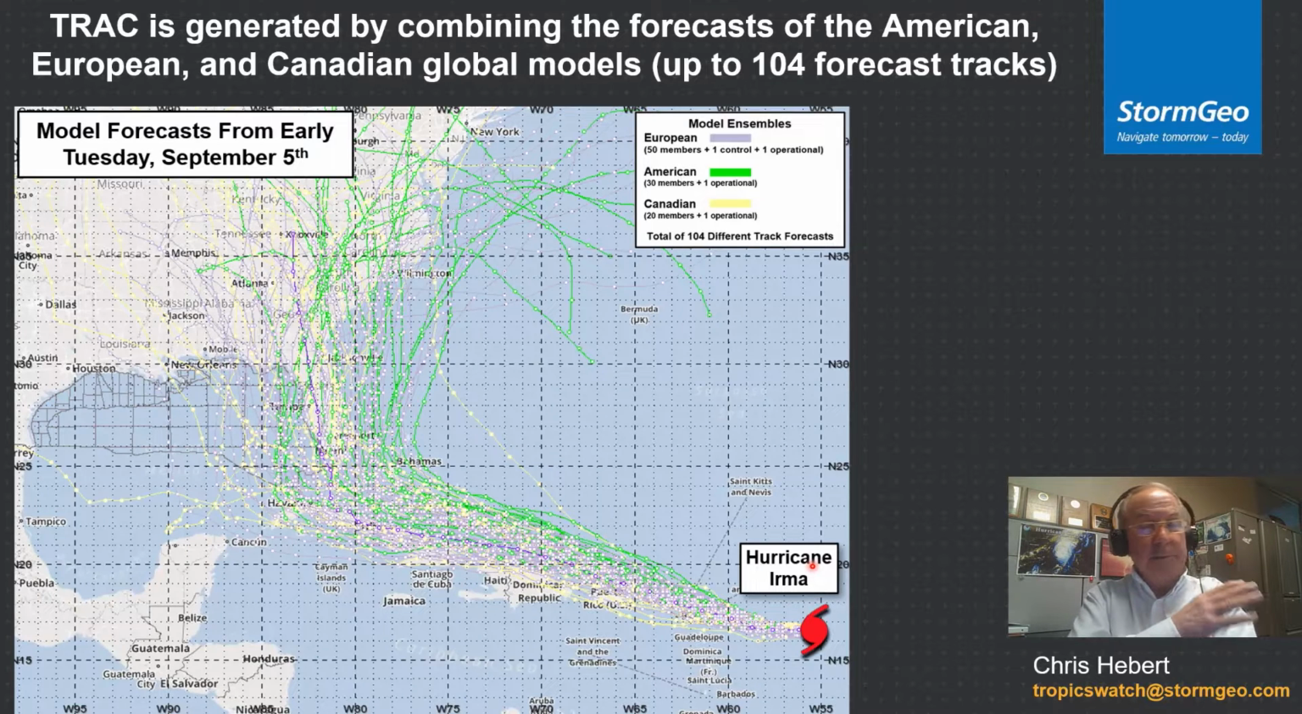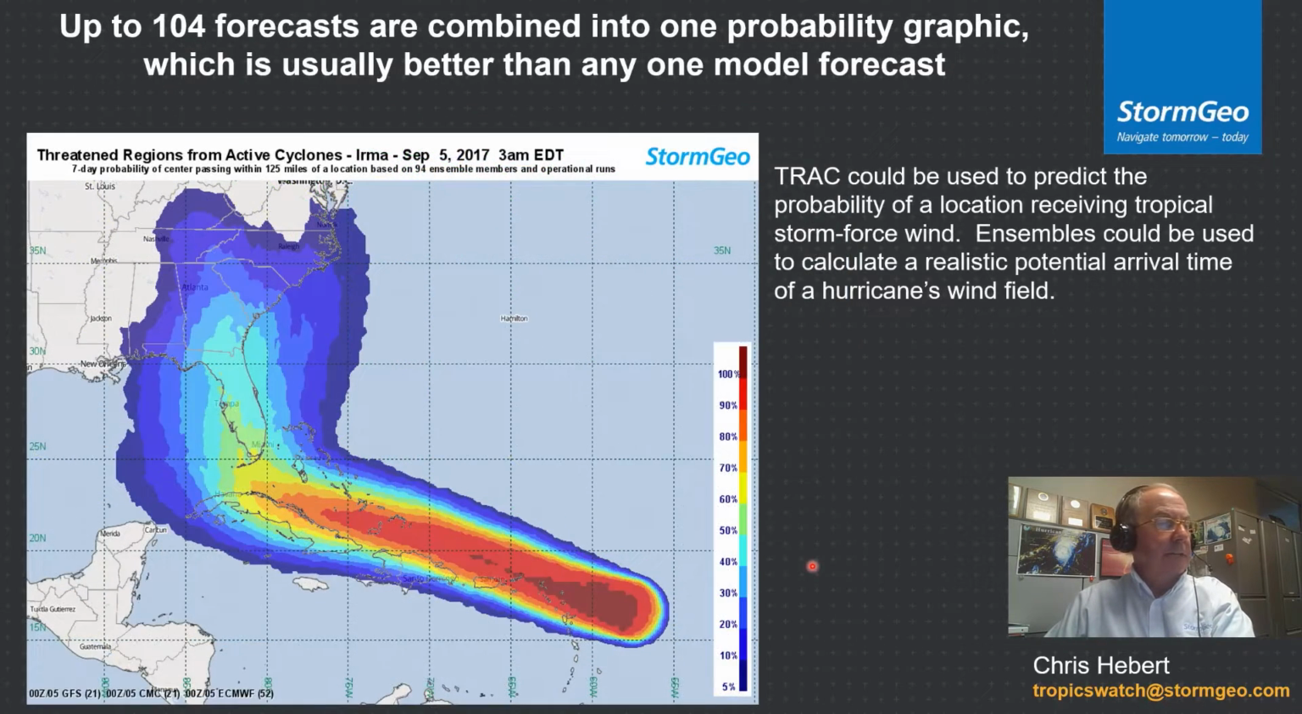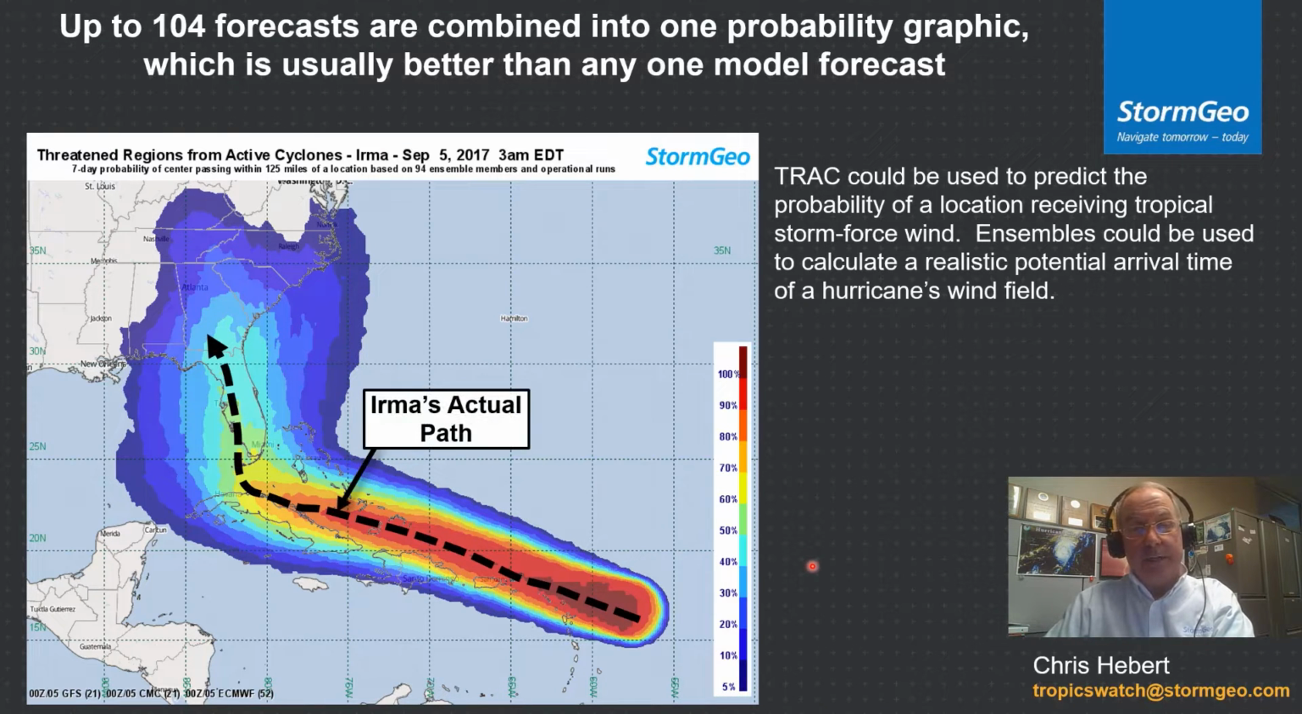For the case of Irma in 2017, this is all the deterministic model runs and the ensemble runs that we see in the background here. We don't show you this map, but we take all of these runs and we calculate the chance of the storm passing near your location, and it comes up with a map like this, which did a very good job in predicting where Irma was going to track. That's the actual track of Irma back in 2017. Very good tool, and we use that as forecasters, and it's available on your Storm Geo web portal for you to take a look at as well.